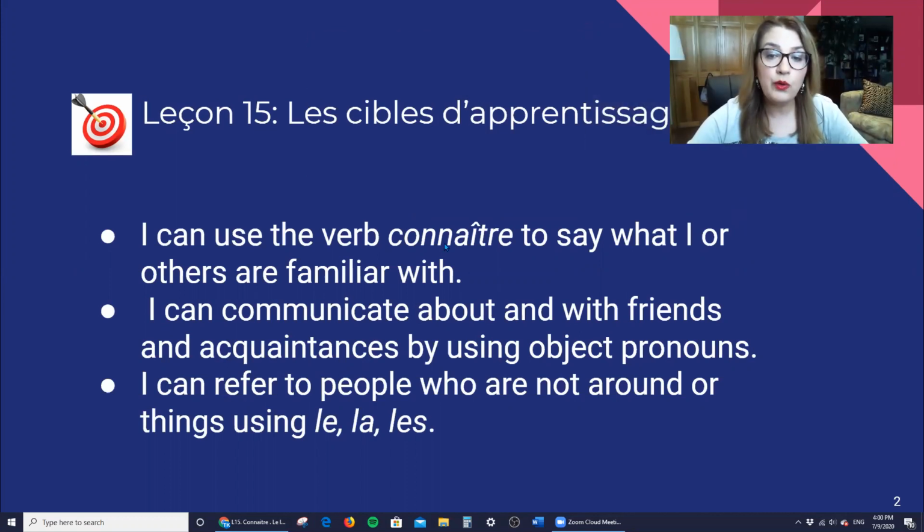I can use the verb connaître to say what I or others are familiar with. I can communicate about and with friends and acquaintances by using object pronouns. I can refer to people who are not around or things using le, la, and les.